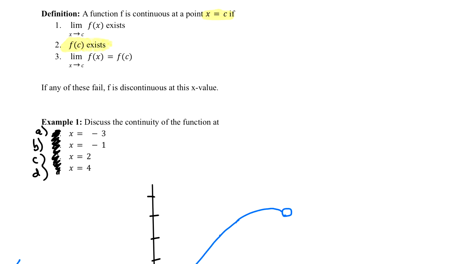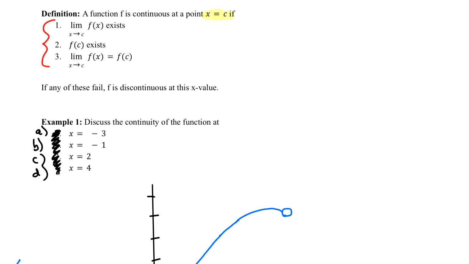F of c needs to exist. Remember, f of c is just the y value of the function. So really what I'm saying is the function needs to exist at x equals c. And then for our third criteria here, those two things from parts 1 and 2 need to be equal. So the limit as x approaches c of f of x is equal to f of c. All three of these things need to be true in order for our function to be continuous at a point.